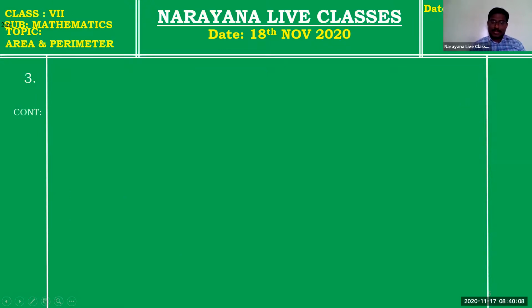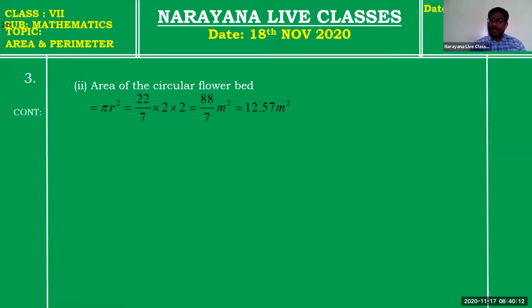Next, if you come to the second question, the area of the circular flower bed. The flower bed is a circle, and the area of a circle is pi r square. So pi r square, pi is 22 by 7, radius they have given us is 2 into 2. That is 22 into 2, 44, 44 into 2, 88, so 88 by 7. Now if you divide this, we'll be getting 12.57 meter square.